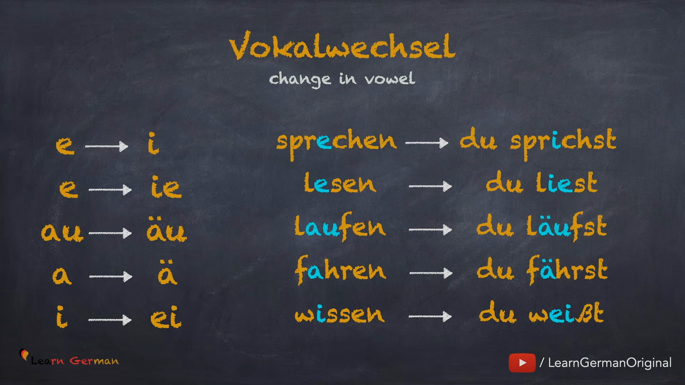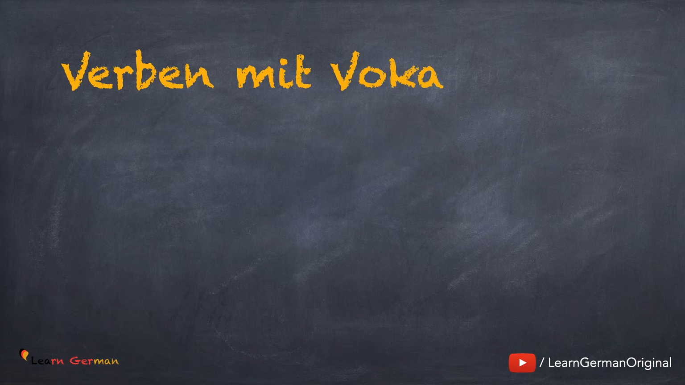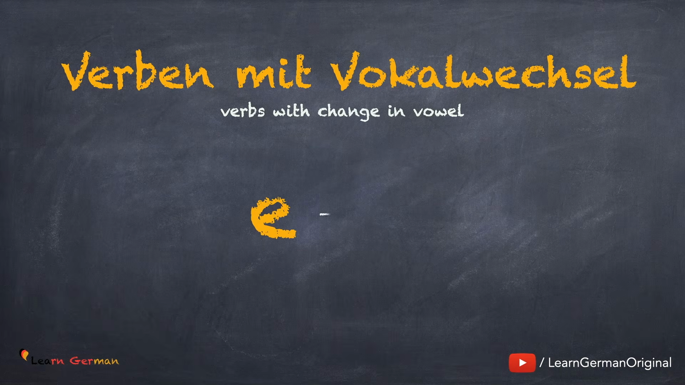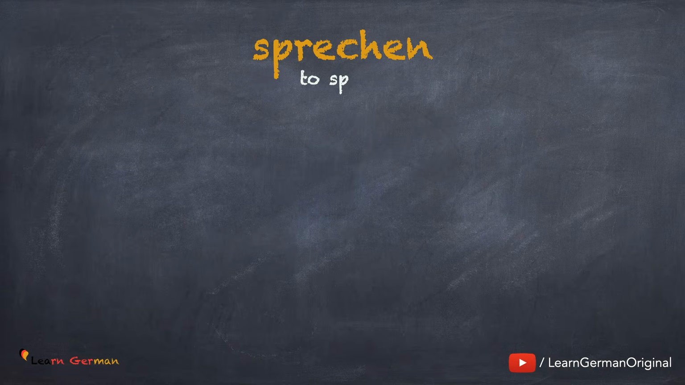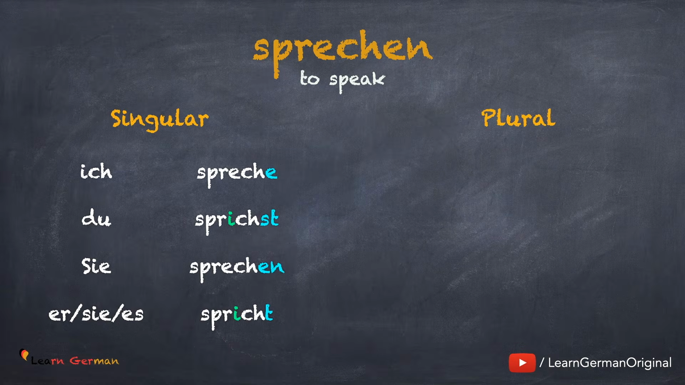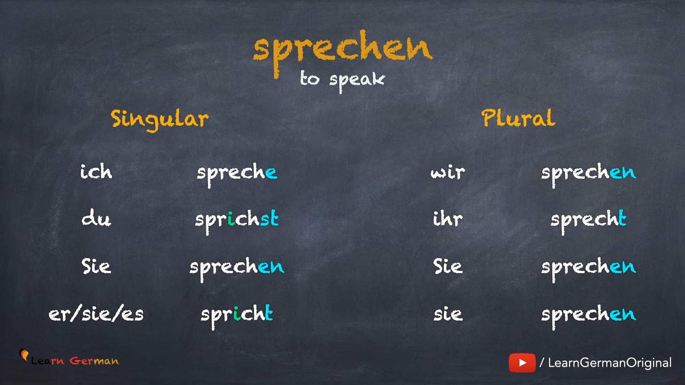It's now time to conjugate some verbs from each category. Don't forget to listen and repeat. Verben mit Vokalwechsel E in I. The first verb is sprechen. Ich spreche. Du sprichst. Sie sprechen.